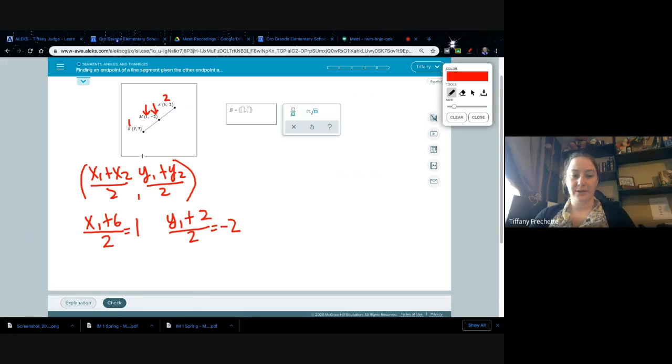And I'm going to scroll down just a little to give me some more room. So now I'm going to multiply by 2 on both sides, because that's how I get rid of this fraction. I have x1 plus 6 equals 1 times 2, which is 2. And then I subtract 6 from both sides. And I have x1, 6 minus 6 cancels, equals 2 minus 6.